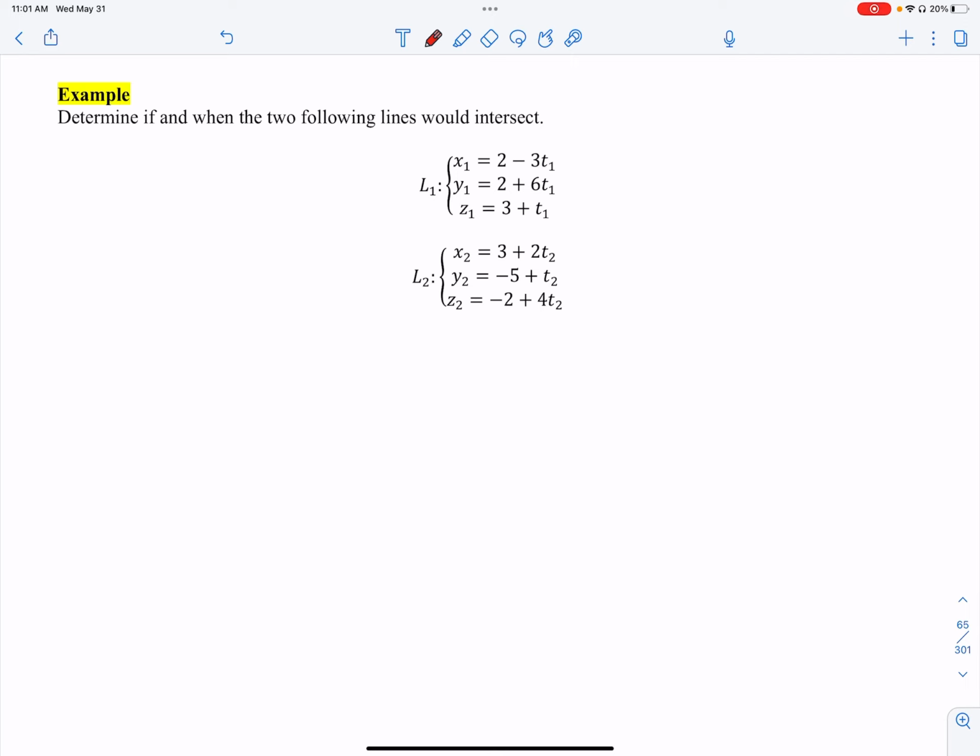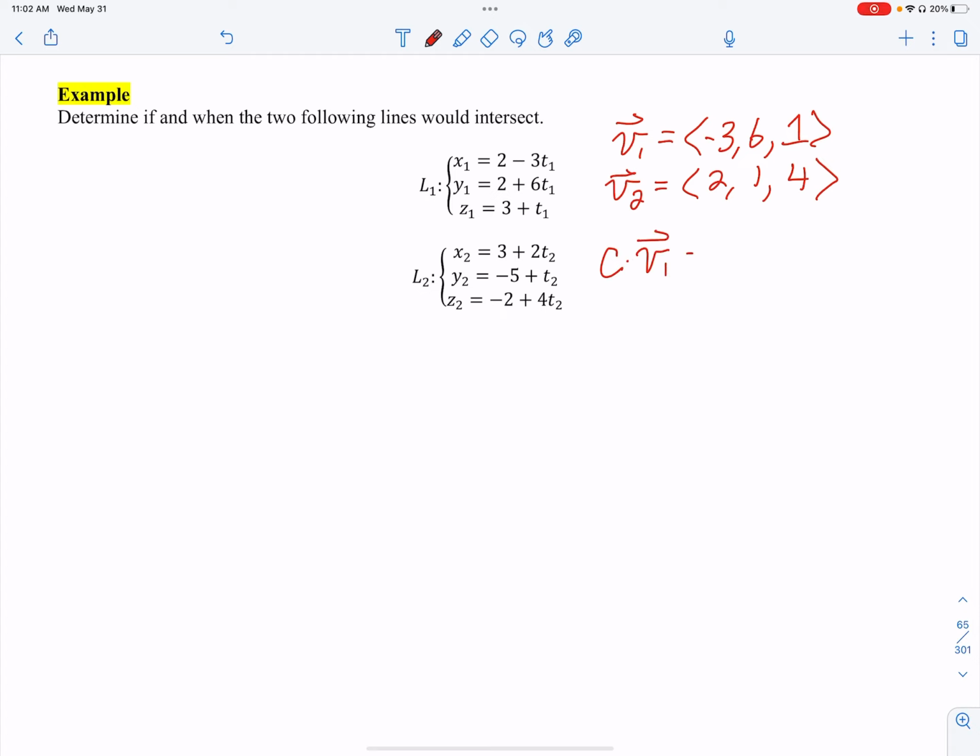So to check if they're parallel, I'm going to need a v1, which is my directional vector for line 1. Remember, those are the coefficients of our t's. We got -3, 6, and 1. All right. And then I'm also going to do v2. So v2 is 2, 1, 4. And if they are parallel, then there is a c times v1 that equals v2. So c times -3, 6, 1 equals 2, 1, 4.